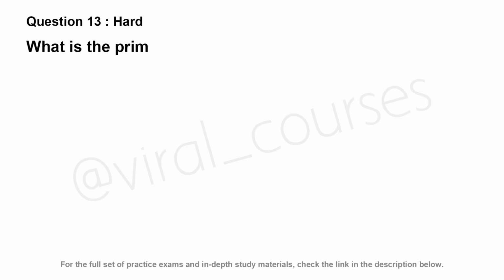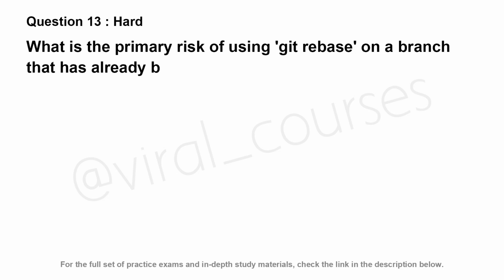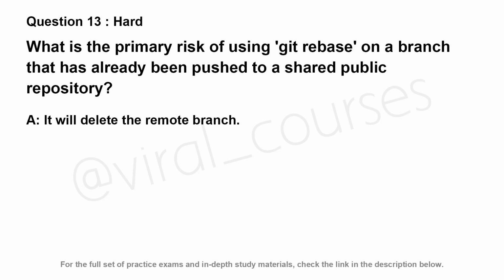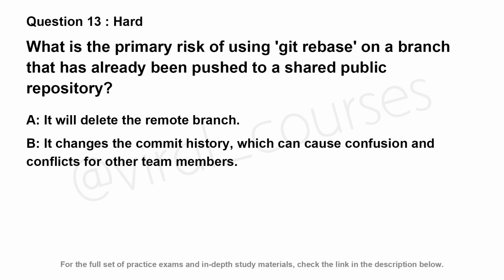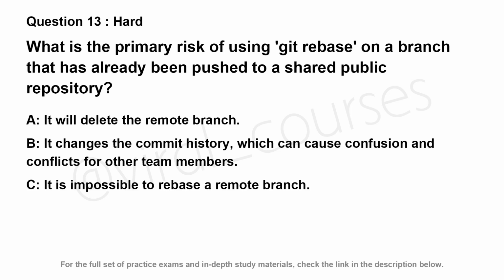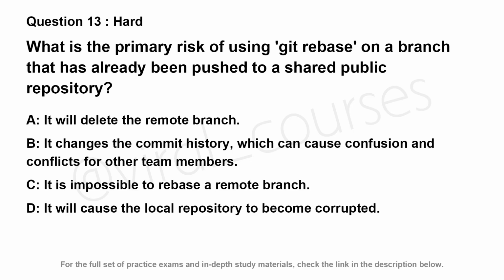What is the primary risk of using git rebase on a branch that has already been pushed to a shared public repository? Option A. It will delete the remote branch. Option B. It changes the commit history, which can cause confusion and conflicts for other team members. Option C. It is impossible to rebase a remote branch. Option D. It will cause the local repository to become corrupted.